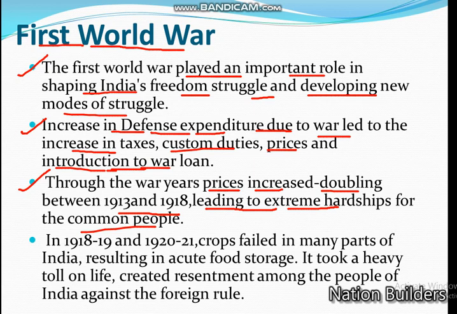On one hand, this economic situation was going on, and on the other hand, natural problems were also at work. In 1918-19 and 1920-21, crops failed. If crops fail, production becomes less, and it leads to food shortage. Crops failed in many parts of India, resulting in acute food shortage. It took a heavy toll on life, and many people died because of this. It created resentment among the people of India against foreign rule. The discontent and unhappiness took place in the minds of the people.